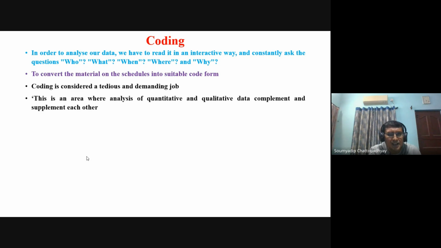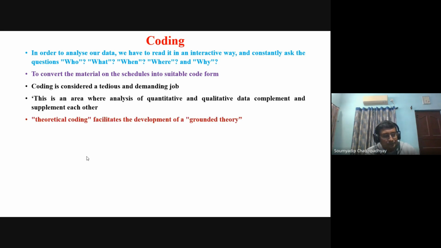Okay, so if that is the case, then why is coding helpful? Because coding helps to convert the materials in the questionnaire into suitable code form. Some of the coding I have already discussed. But as I mentioned, coding is generally considered to be a tedious and demanding job, and at the same time, this is an area where analysis of quantitative and qualitative data complement and supplement each other. That means if you are coding smartly, then it will be easier for you as a researcher to mix, to triangulate both the quantitative and qualitative data.